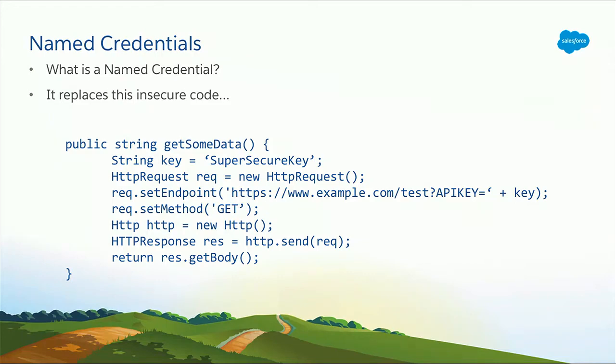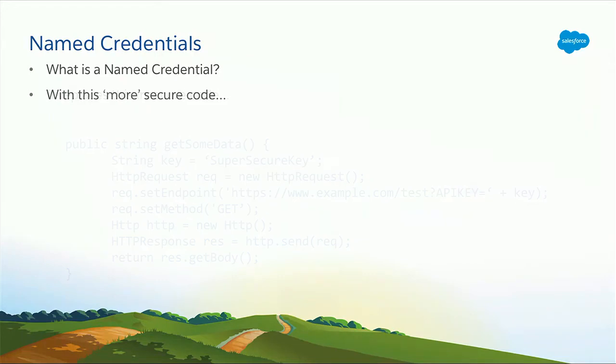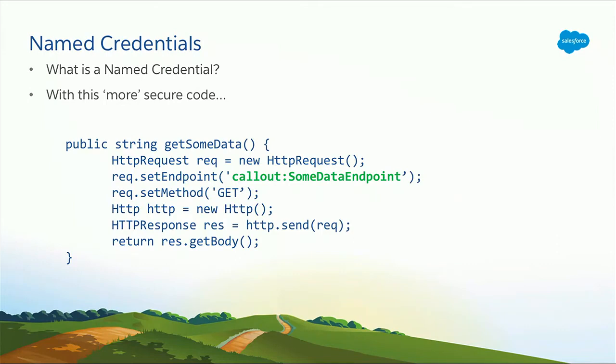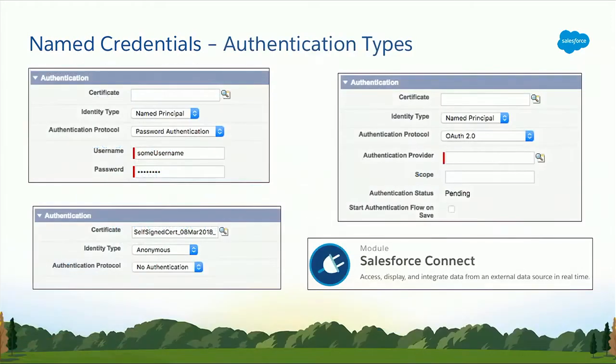So a name credential in the local namespace replaces this insecure code with something more like this, right? And I'll show you here in a minute where we're going to go in and create a name credential. This one is called some data endpoint. And now you can see that the secret, the API key, is no longer in here.